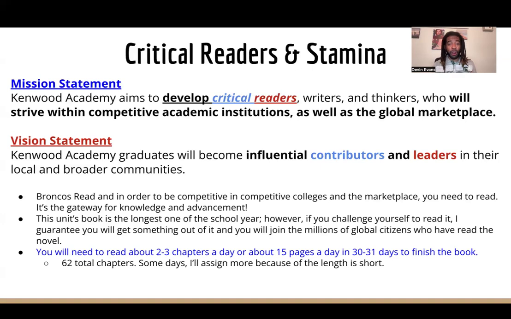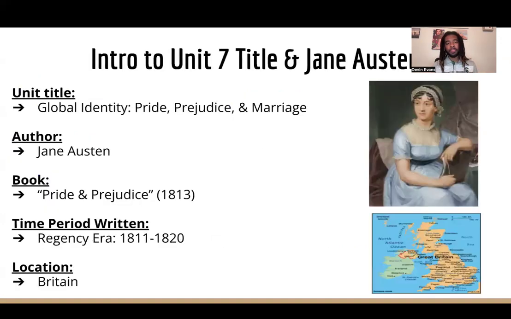I want you to challenge yourself to read this book in the time frame given. I will assign some pages that are a little bit longer as far as chapters. I may assign things a little longer because of the way the book is designed, but please, please, please follow the reading schedule I give you for this book. You can do it. All right.